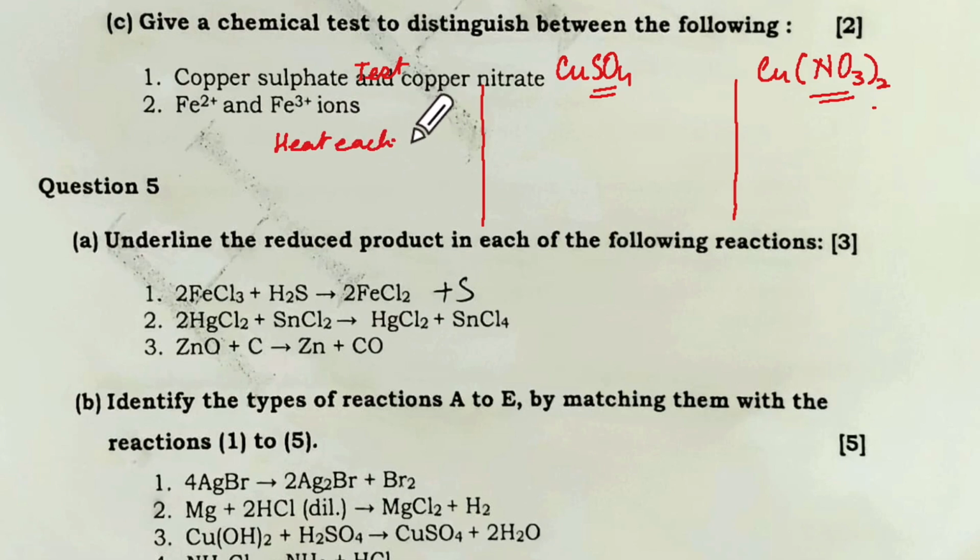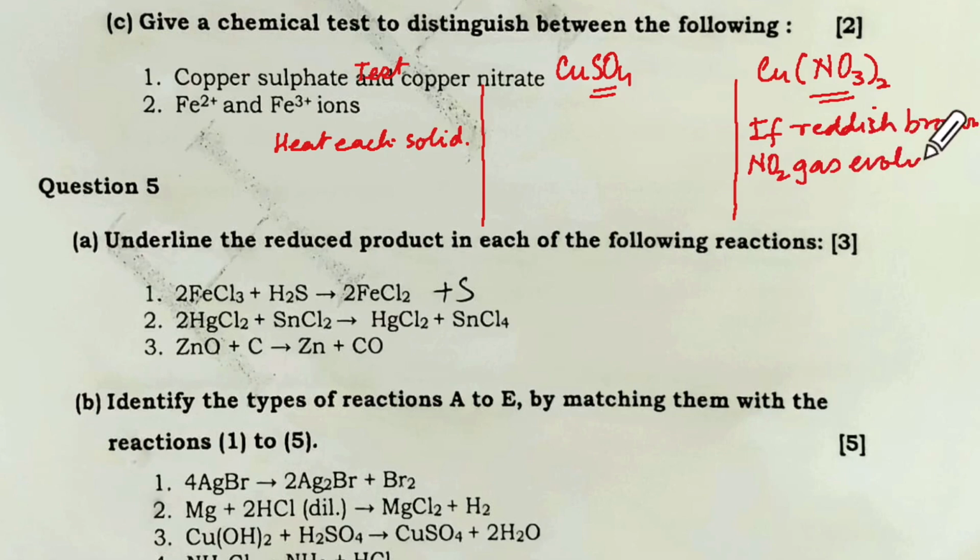Okay, heat each solid. So here what you'll have, if reddish brown NO2 gas evolved. Textbook it is given, this reaction is given. 2Cu(NO3)2. I have already taught you decomposition of nitrates. Yes, ma'am. So isn't it reddish brown nitrogen dioxide gas evolved? Yes, ma'am. So I said the correct one.